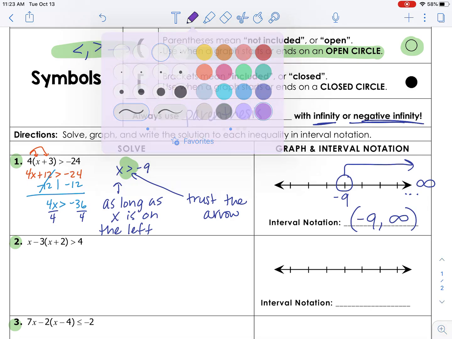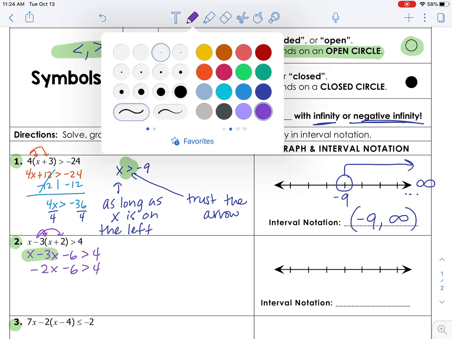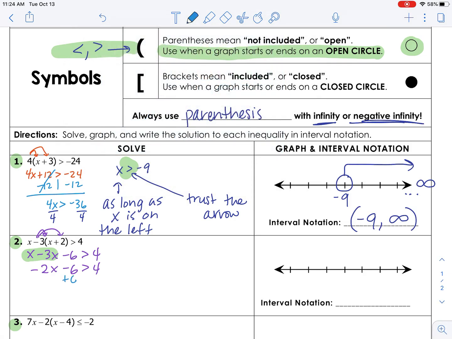Okay, so let's try out number 2. I have -3 that we're going to distribute inside the parentheses. We have x minus 3x minus 6 is greater than 4. Combine like terms on the left-hand side. X minus 3x is -2x minus 6 greater than 4. Next, we're going to add 6 to both sides. So we have -2x is greater than 10.